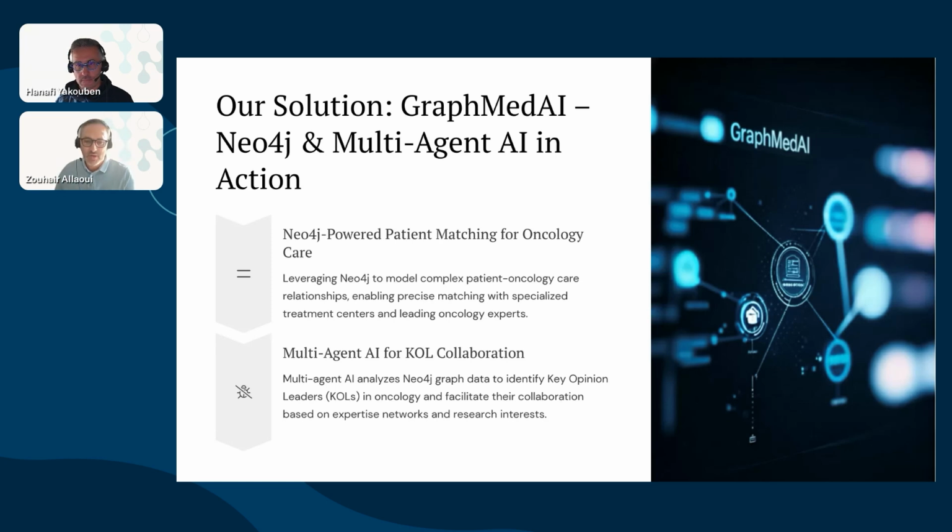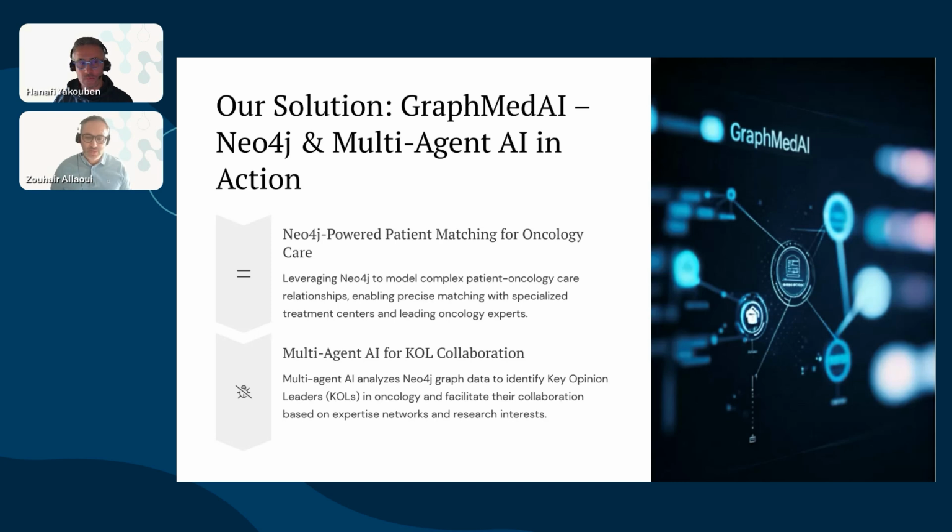So, as Hanafi said, we are leveraging the use of Neo4j capabilities with a multi-agentic system that has some tools that are used by the agents to gather the necessary information from the graph. First of all, we collect our data from different sources, and we do some normalization, sanitization, and all the treatments on the data, and we build up our knowledge graph.